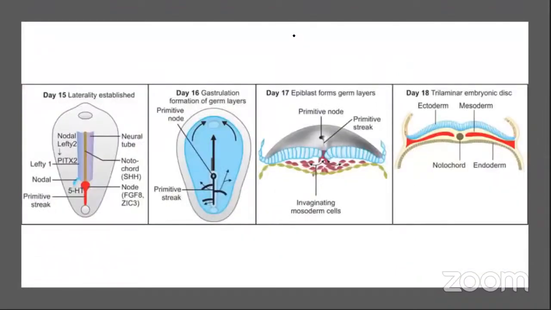So coming to week 3. Okay, week 3, day 15. Here, the most important thing which you need to remember is the formation of the primitive streak. You can see over here, the formation of primitive streak happens on day 15.